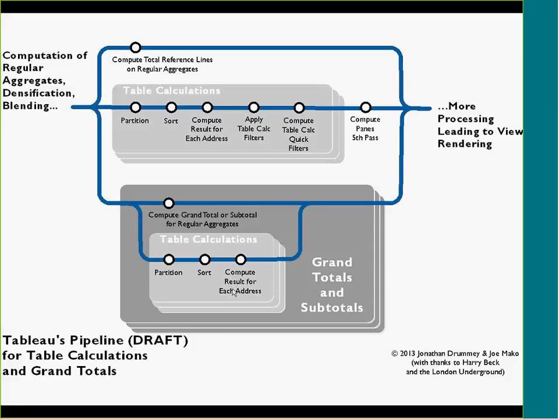And there, it's further divided into computing the grand total and subtotal for regular aggregates, and then table calculations. It's actually redoing the table calculation at a different level of detail. So your compute using is kind of different than what you might see, and we'll talk about that more later. And then Tableau puts that all back together to render the view.